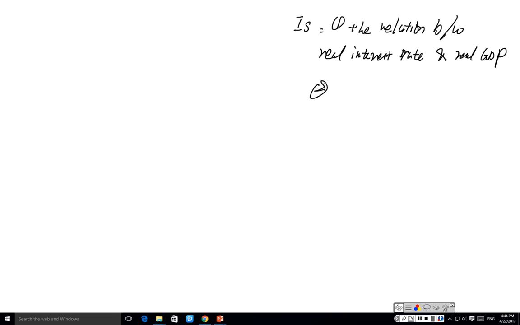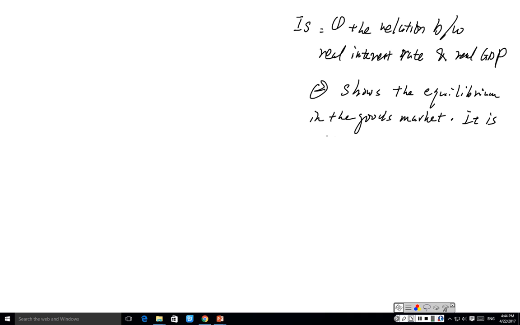Second, the IS curve shows the equilibrium in the goods market. It's based on what we learned previously, the Keynesian cross.